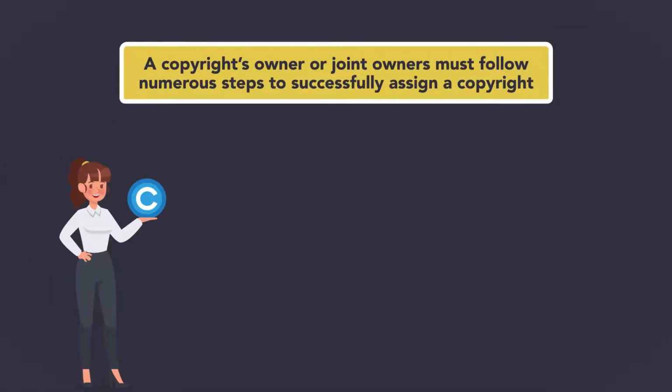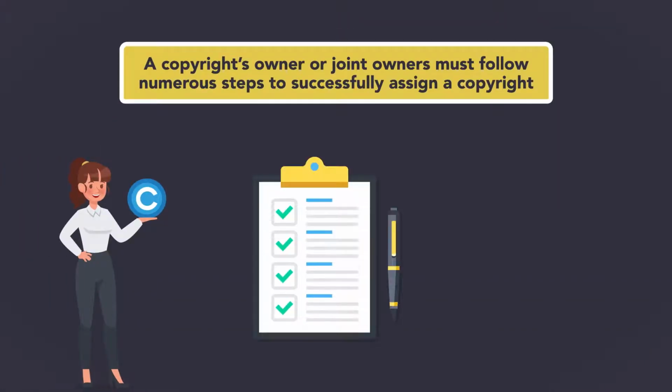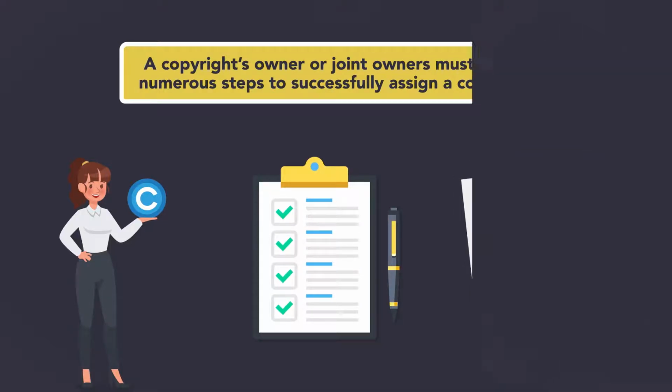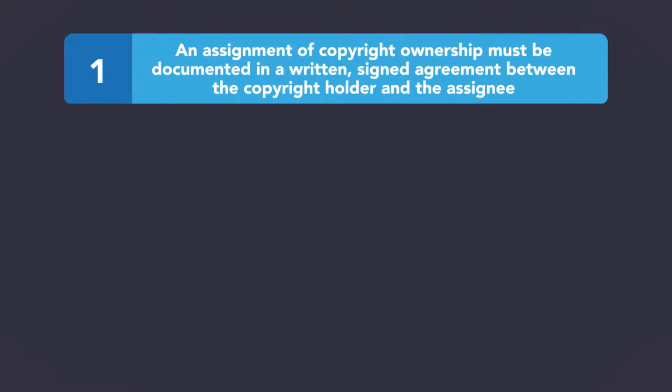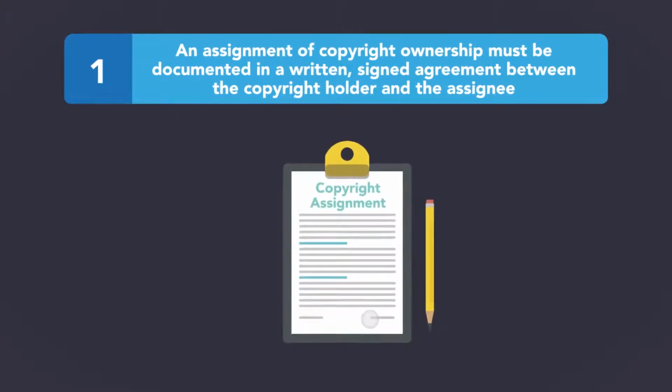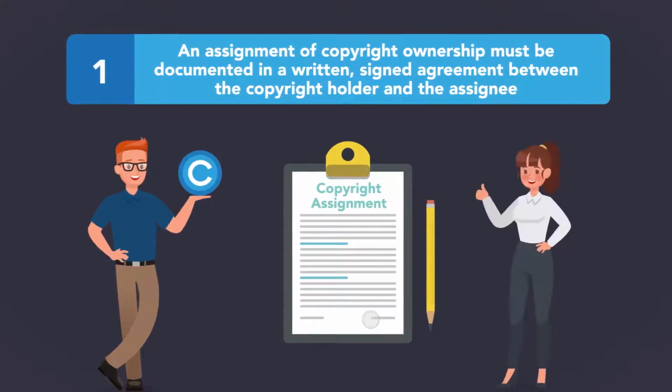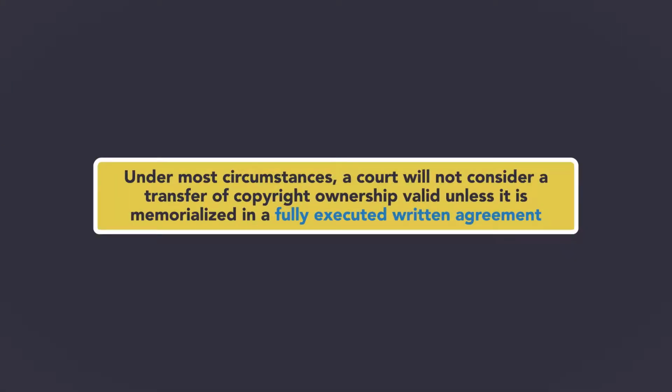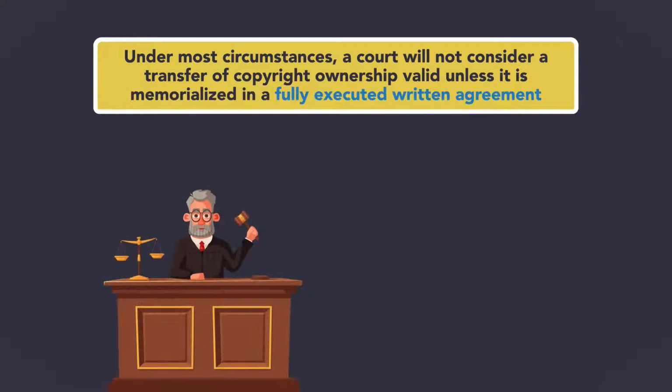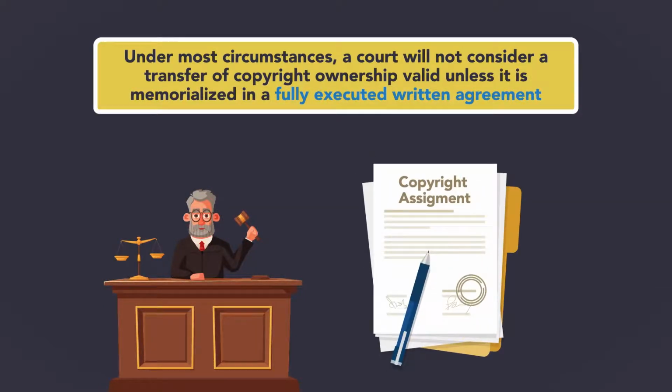A copyright owner or joint owners must follow numerous steps to successfully assign a copyright. First, an assignment of copyright ownership must be documented in a written, signed agreement between the copyright holder and the assignee. Under most circumstances, a court will not consider a transfer of copyright ownership valid unless it is memorialized in a fully executed written agreement.